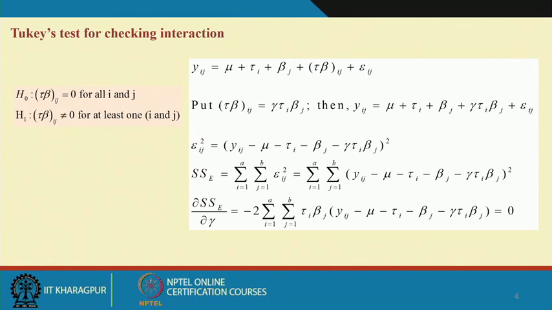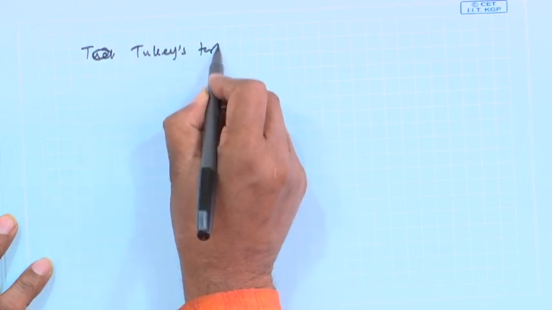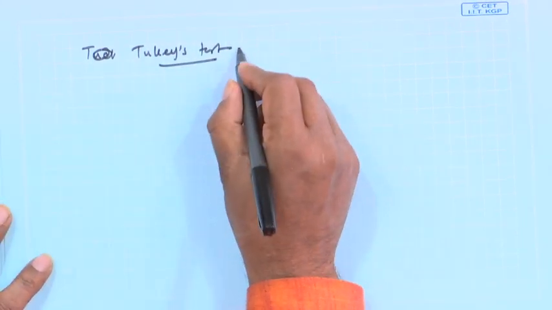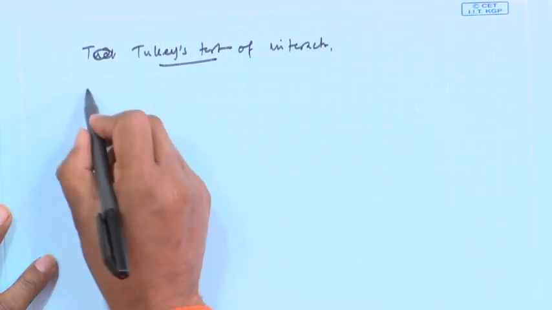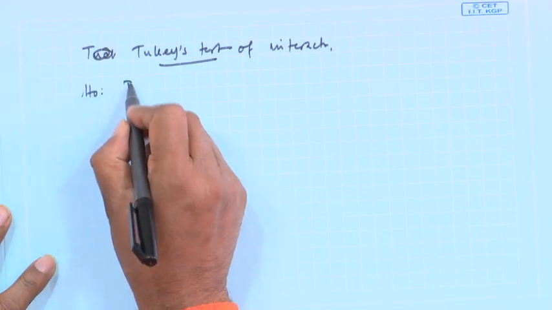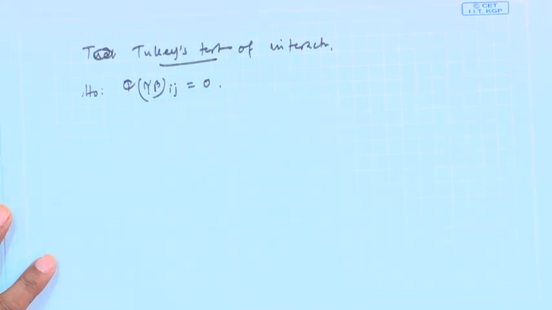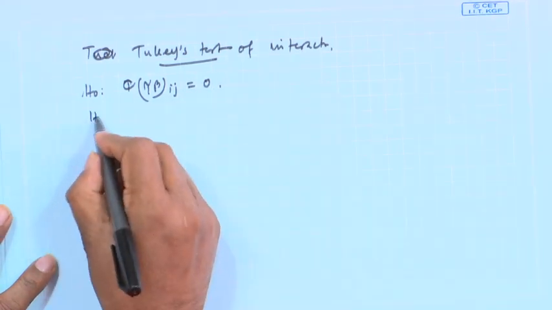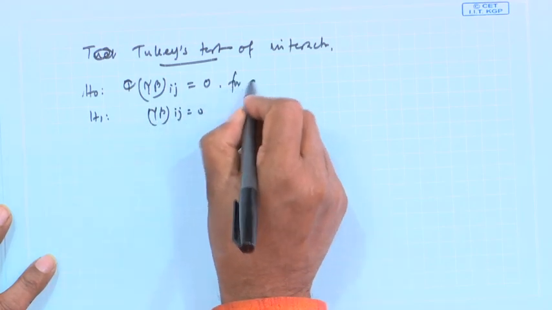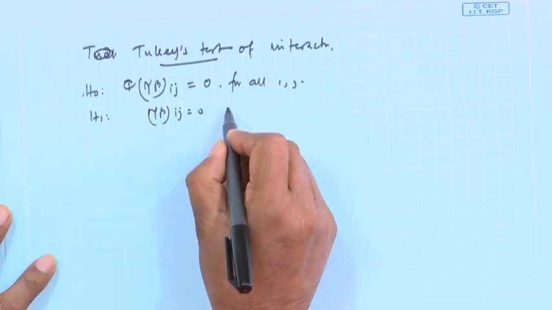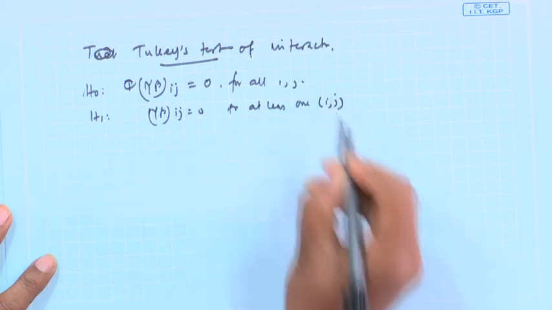This test is known as Tukey's test of non-additivity, or test of interaction. Here, what is our H0? H0 is that tau beta ij equals 0, and H1 is that tau beta ij is not equal to 0. H0 is for all ij combinations, and H1 is for at least one ij combination.